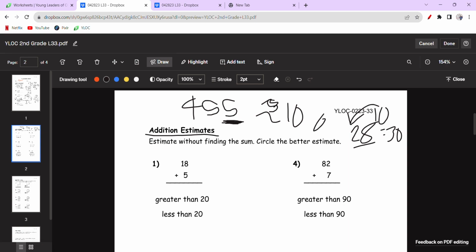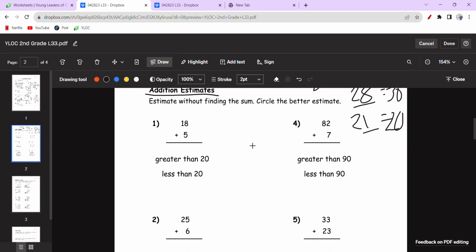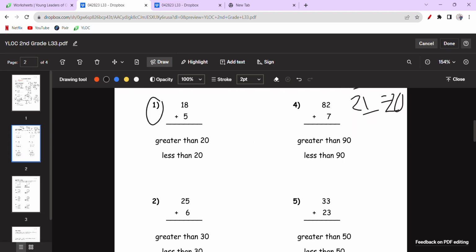And then you have 21. This is obviously less than 5, so that will be rounded to 20, leaving the ones as a 0. So let's apply that to here. We have number 1 right here. We have 18 plus 5.